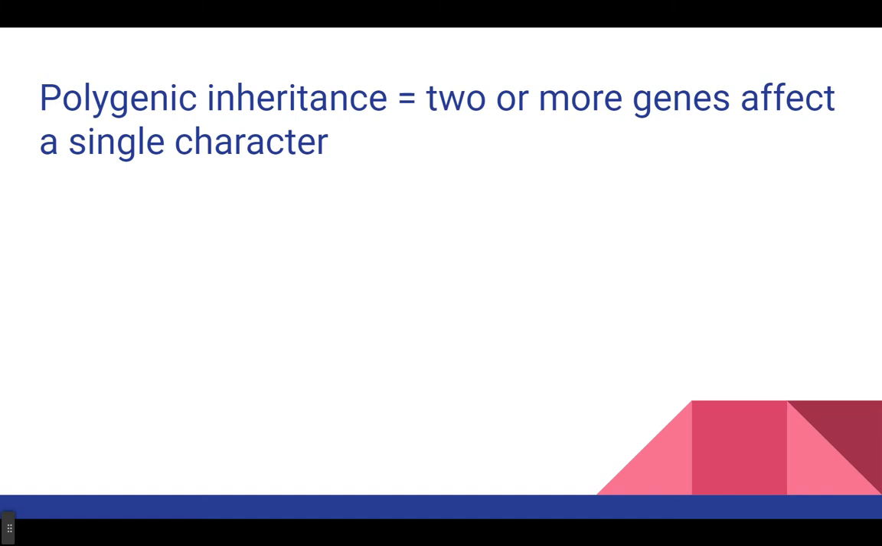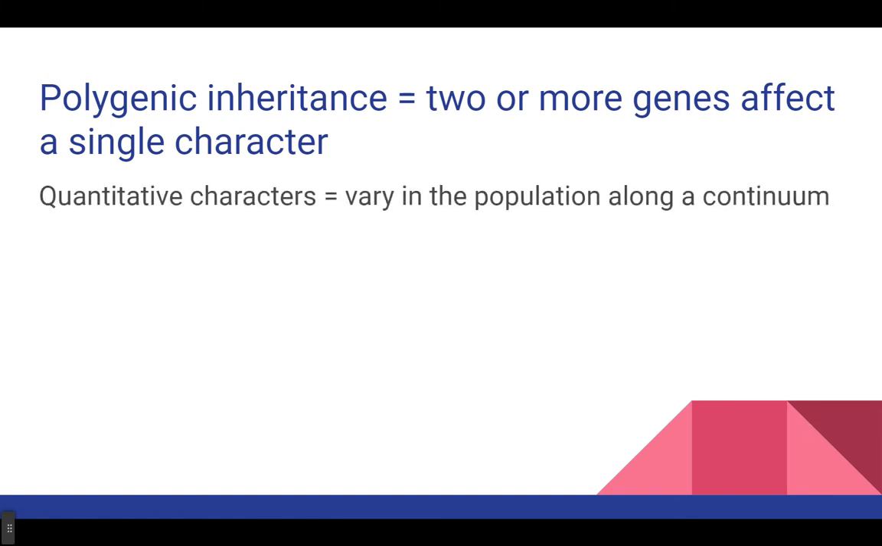What does poly mean? Many. What is genic? What does that refer to? Genes. So polygenic inheritance means there are multiple genes that determine one trait. Polygenic inheritance is really common anytime you think of a characteristic that varies along a continuum within a population.